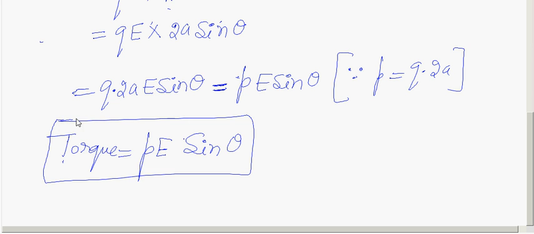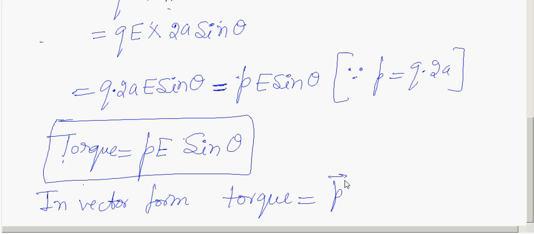In vector form we can write torque as P cross E. Remember, when a dipole is placed in a uniform external field, the net force is equal to 0, but there exists a torque, and the torque is given by PE sine theta.